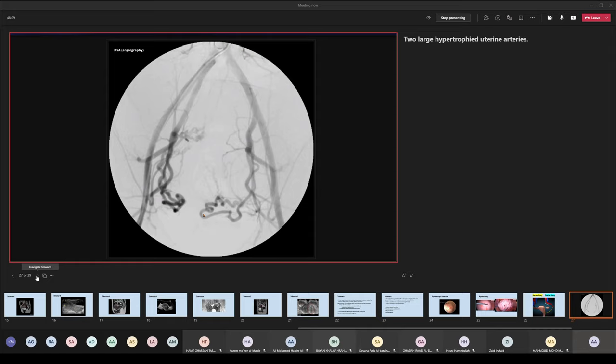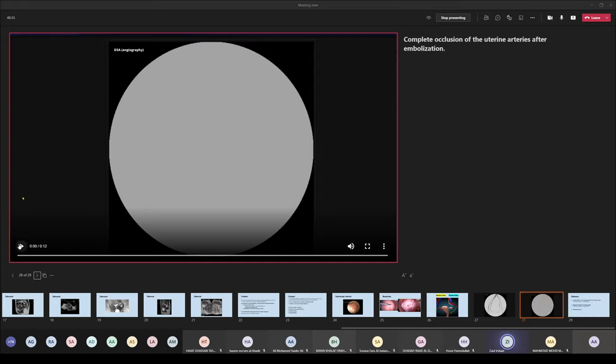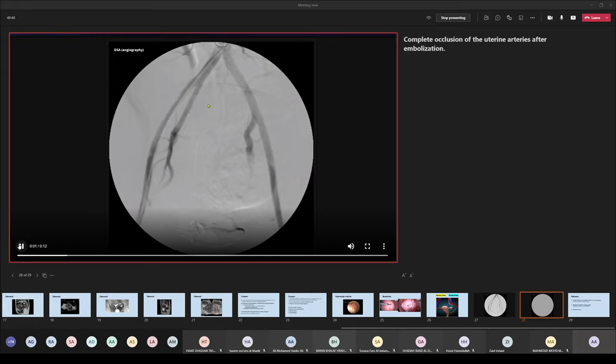And this is after the uterine artery embolization. We can see that they disappeared. This is the external iliac, internal iliac, but no perfusion to the uterine arteries.